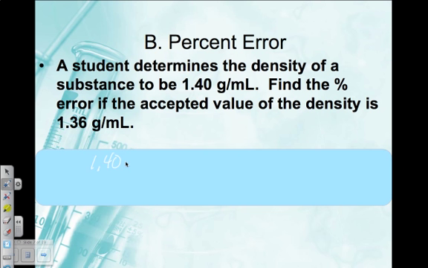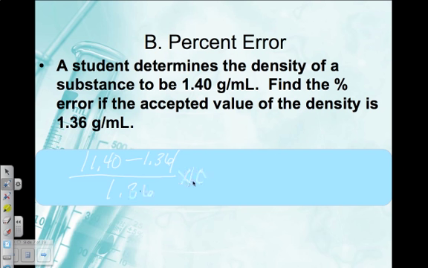1.36 is what the student should have gotten. So I'm going to subtract 1.36. I'm going to take the absolute value of that. It's not really necessary here, but I'm going to do it anyway, and then I'm going to divide it by 1.36 times 100.